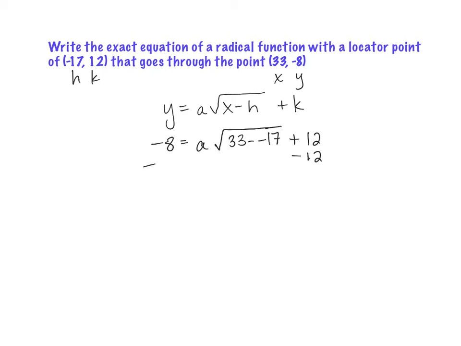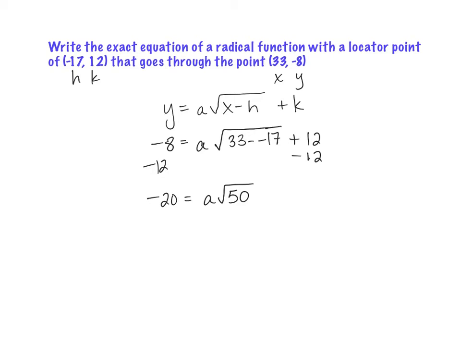So I'm going to get rid of the 12, so I have negative 20 equals A times the square root, and then I can simplify what's in the square root. 33 minus a negative 17 is 50. Now, some people are tempted here to square both sides. You don't want to do that because this is a negative 20, and if you square it, it becomes positive, and that will throw off finding your exact equation. So we're not solving in that method. Plus, we'd have a squared if we squared both sides, and then we'd be out of luck.